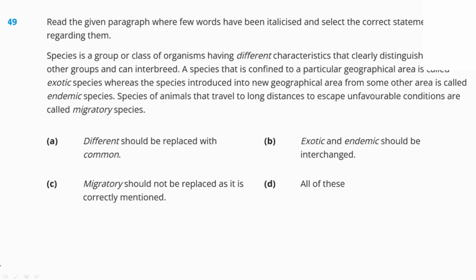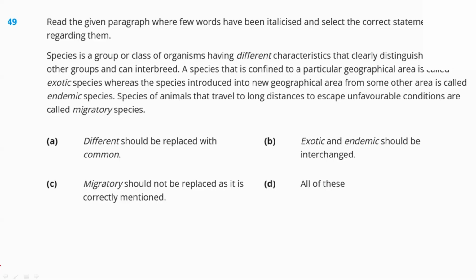Next, read the given paragraph where 2 words have been italicized and select the correct option regarding them. Species is a group or class of organisms having different characteristics that clearly distinguish it from the other groups. A species that is confined to a particular geographical area is known as exotic species, whereas a species introduced in a new geographical area from some other area is known as the endemic species. Species of animals that travel long distances to escape unfavorable conditions are called migratory species.